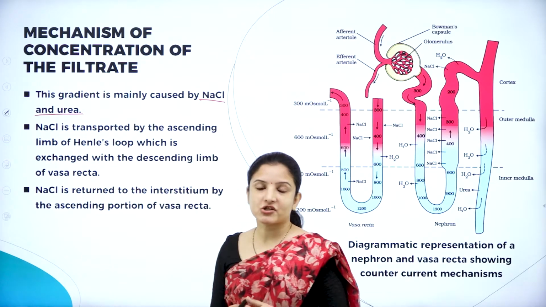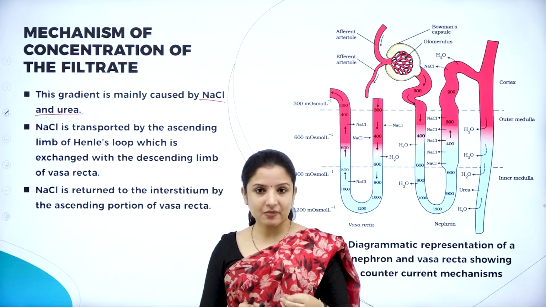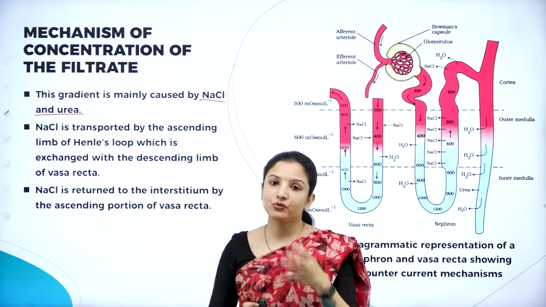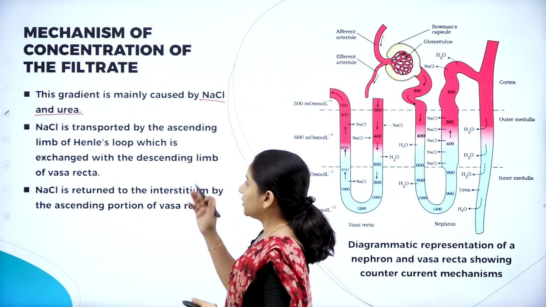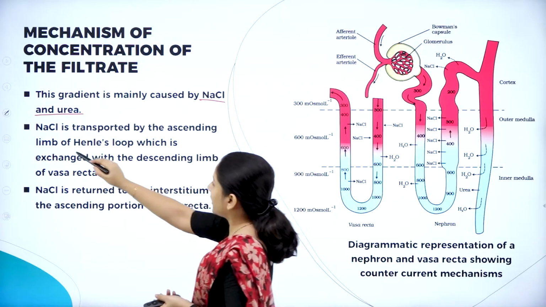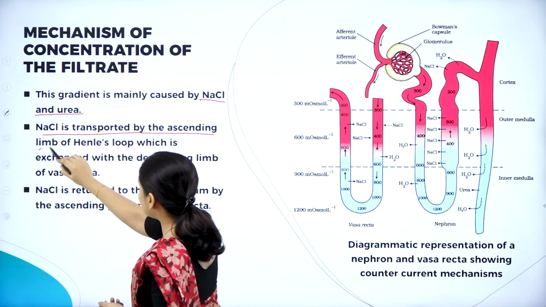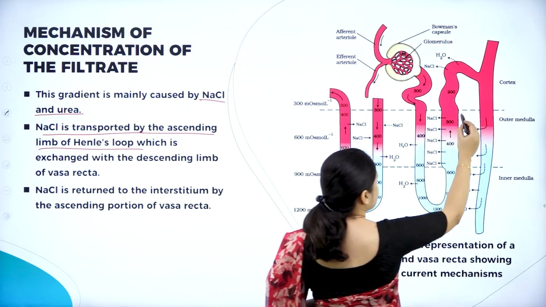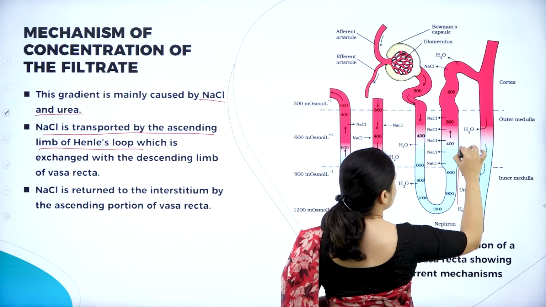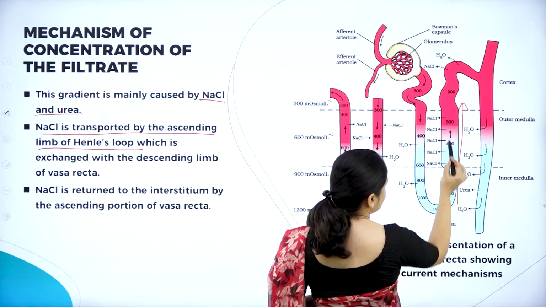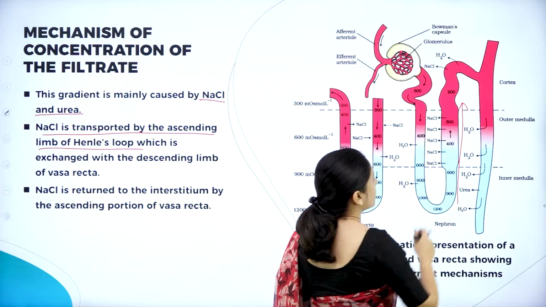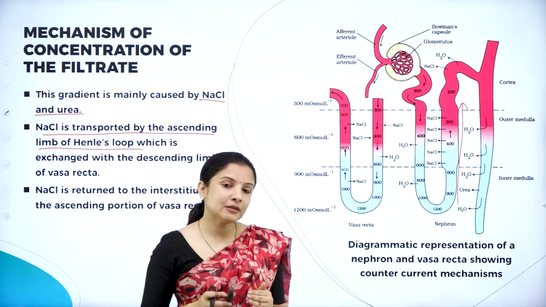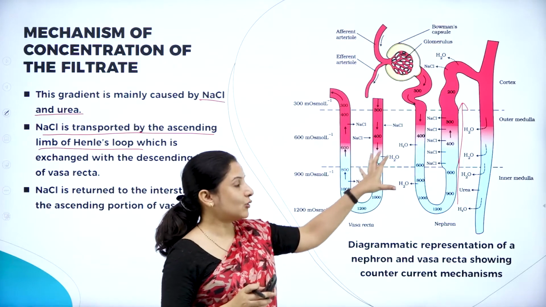How is this concentration maintained? How is this osmolarity maintained? It is maintained mainly because of the concentration of sodium chloride and urea in the urine filtrate. So here, sodium chloride is transported by the ascending limb of Henle's loop. If you can see here, this is the ascending limb of Henle's loop, because ascending means moving upward. Here the sodium chloride concentration has to be maintained in the medulla of the kidney, right? What is medulla? Medulla is nothing but the tissue or the region surrounding the Henle's loop.